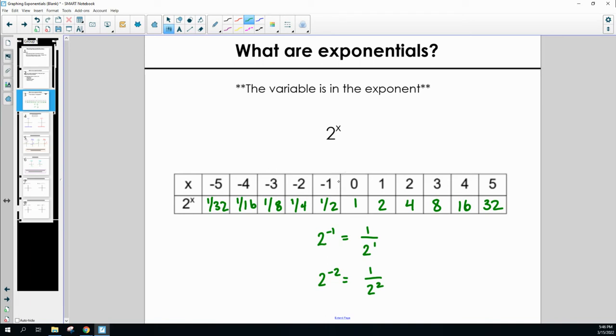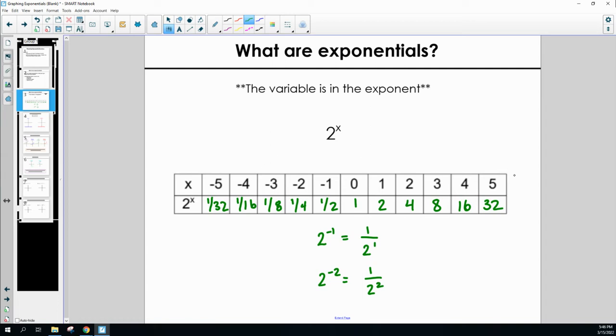So we can see from here that as x gets more and more negative, the y value again is going to be, in this case, decreasing exponentially. But what we'll notice here is that the y value is never going to reach 0. So when we plug in 0, we get 1, right? Because anything to the 0 power is 1.